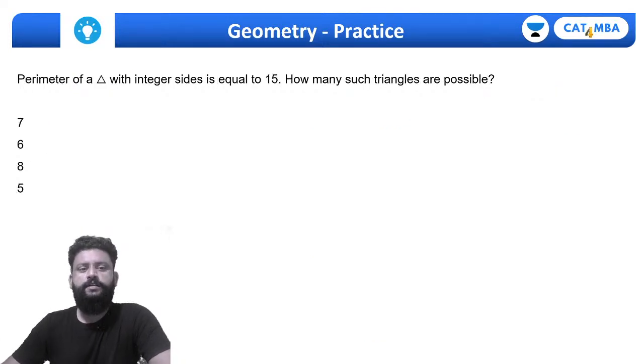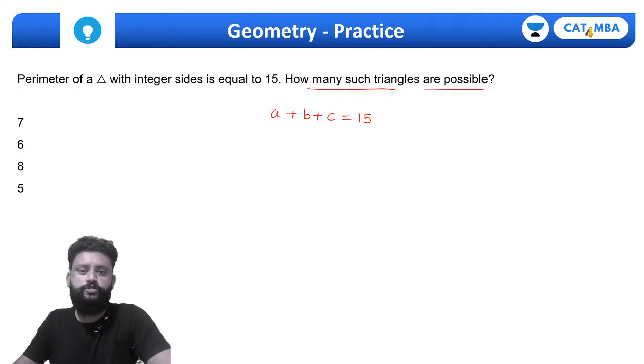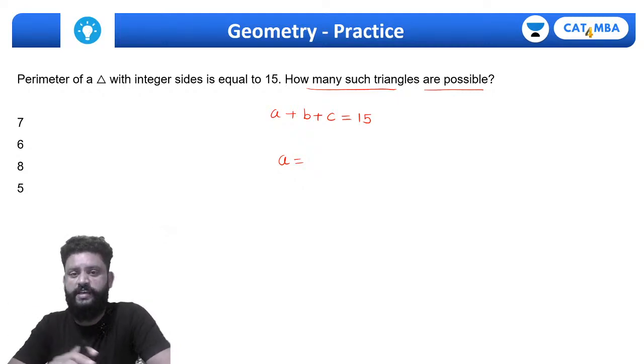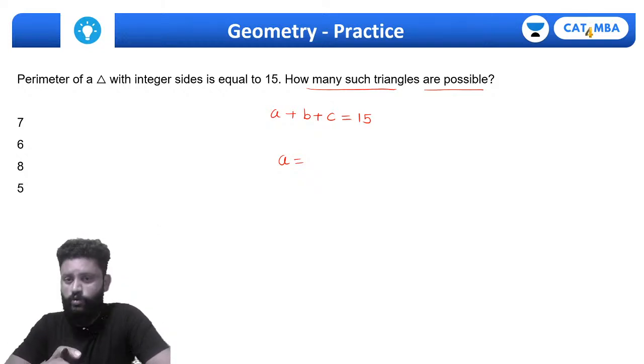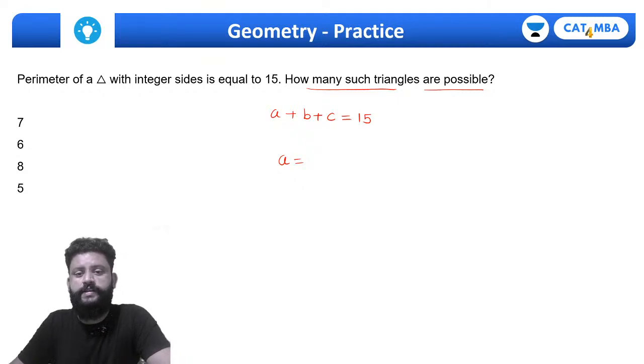The perimeter of a triangle with integer sides is equal to 15. So we have a plus b plus c equals 15. How many such triangles are possible? Again, we have to solve it manually. Okay, so the simple funda, triangle के दो साइड्स का एडिशन जितना भी आएगा third side उससे कम होना चाहिए और वो difference से ज्यादा होना चाहिए, right? That's what we learned in Lines and Triangles, हमने ये देखा था first session of geometry.